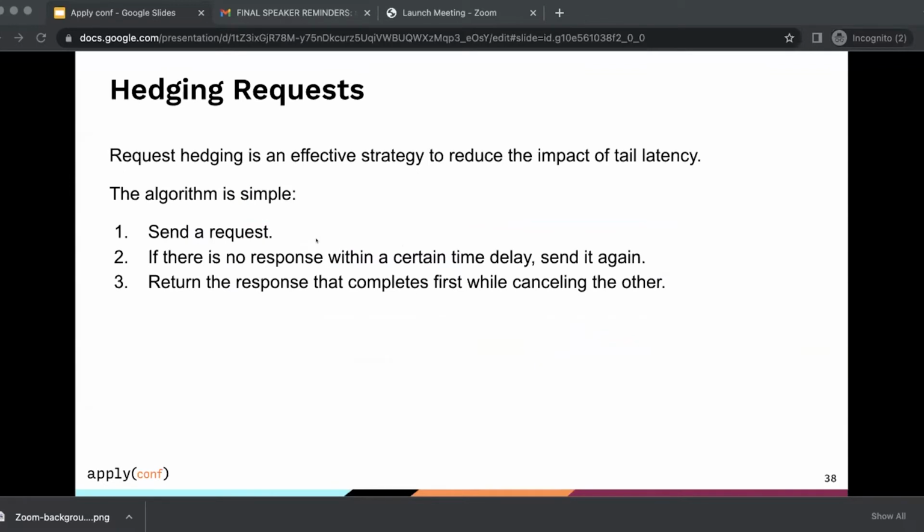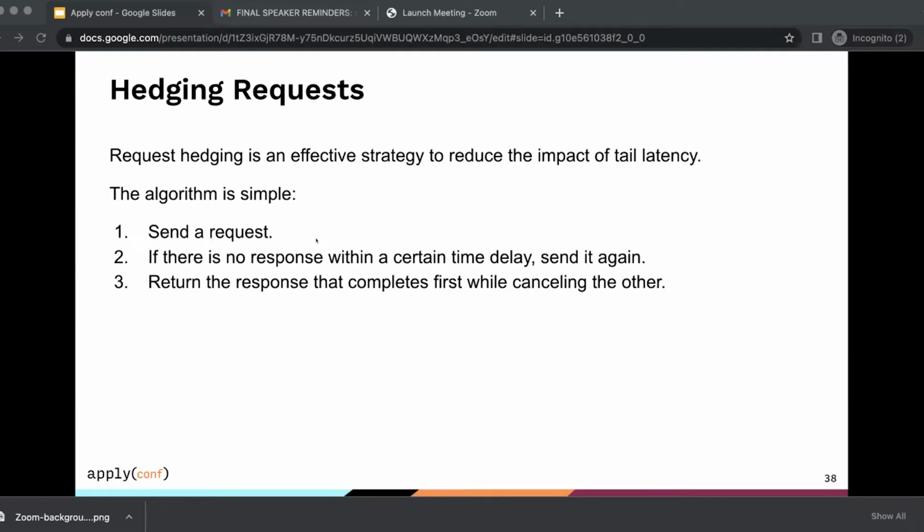So next up is this idea of hedging requests. This came from this paper called The Tail at Scale from Google. And it really is an effective strategy if you want to reduce the impact of tail latencies. So the algorithm is quite simple, a bit hard to implement in practice, but it's a basic idea. First, you just send a request. If there's no response within some certain time delay, just send it again. And then wait for them both to complete and return the one that completes first while you cancel the other.